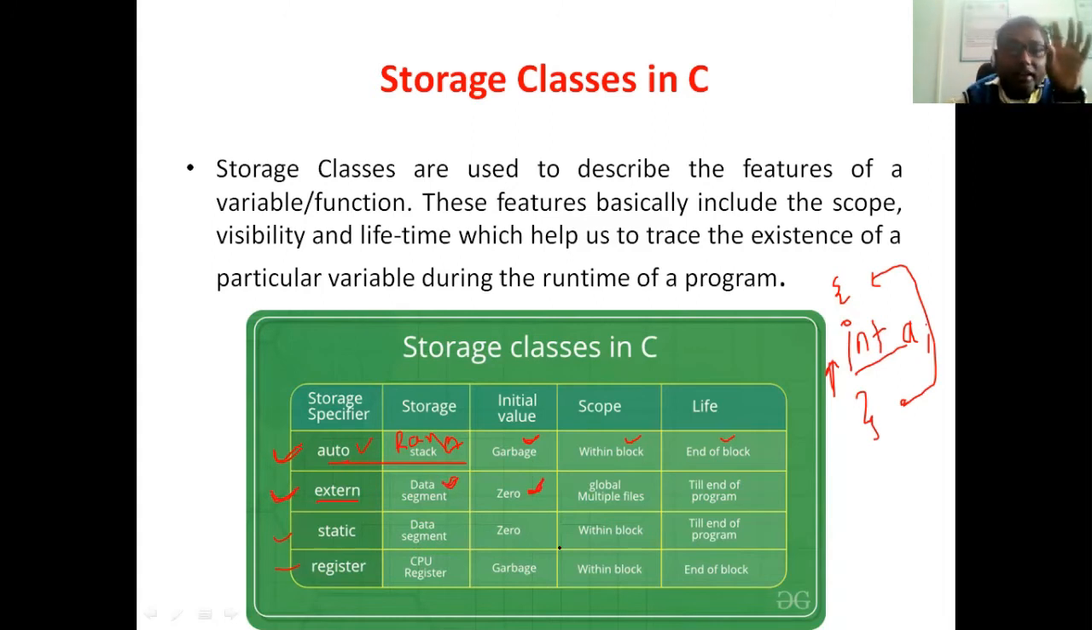You have to declare that external variable in one particular file, and that same external variable you have to use in some other different file. Let's say file number 2, file number 3, you can use that particular variable. So that's why its scope is global, multiple files. That means we can use the same variable in multiple files.